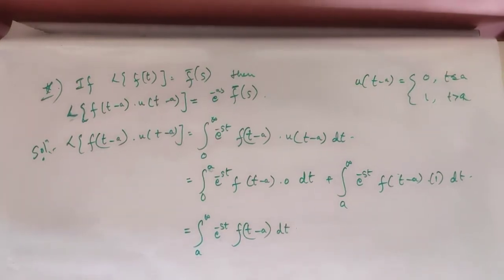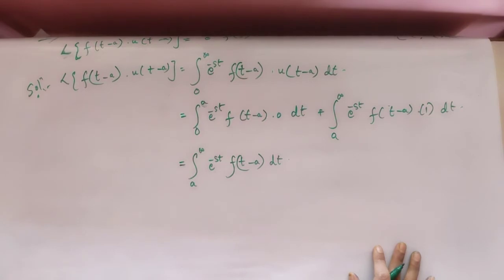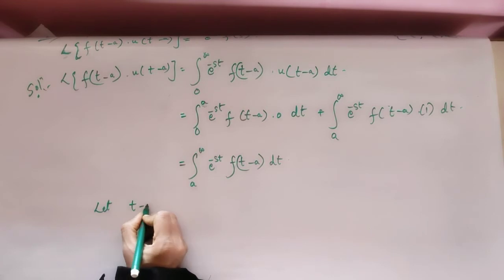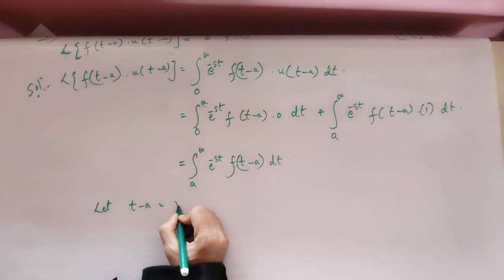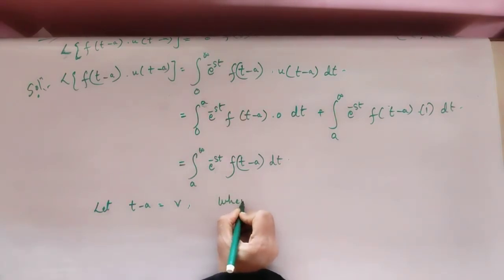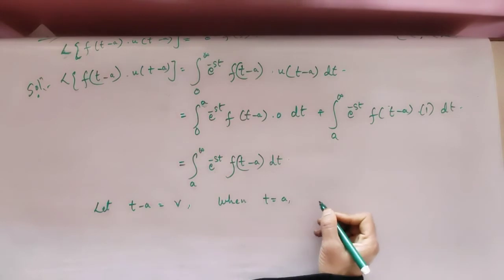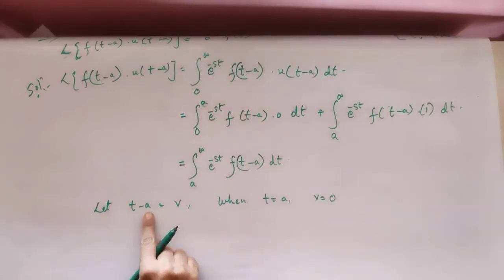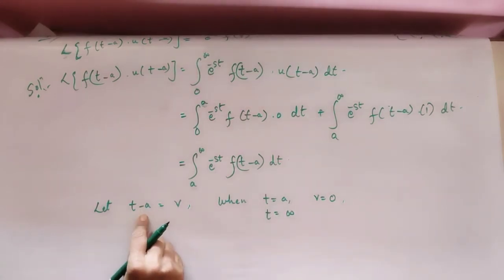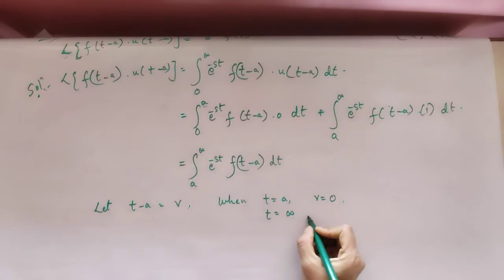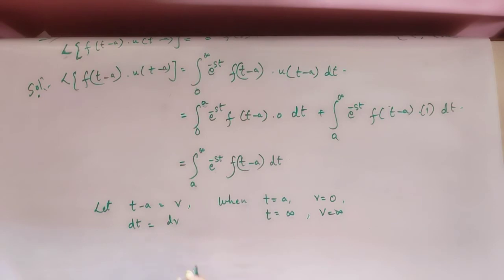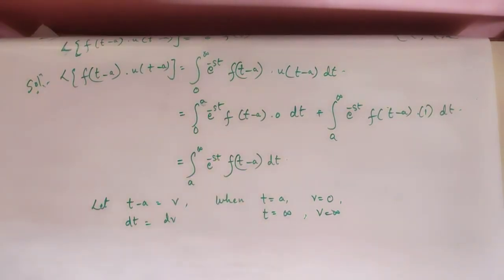Now this is not a simple term. It is f(t minus a) here. So I will change the variable. Let t minus a be equal to another variable, say v. When t is equal to a, v will be 0. Similarly, when t is infinity, infinity minus a is still infinity, so v will also be infinity. Differentiating, dt will be equal to dv. Let us substitute all that in this given integral.